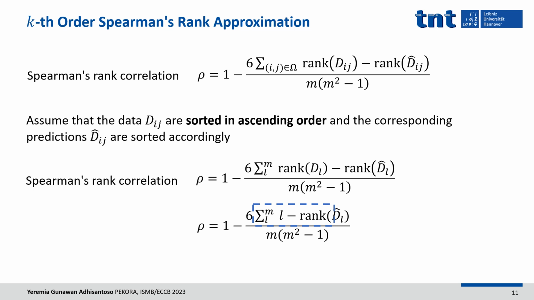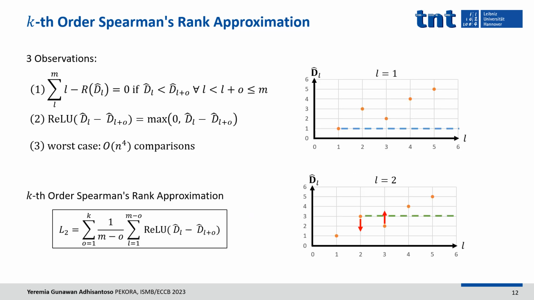So the rank of d_l, or the rank of d_ij, becomes the index l because it's already sorted, so the rank at that position is equal to the index. And then to compute the Spearman rank correlation, we only need to compute the rank of our prediction. In order to improve the Spearman rank correlation, we need just to focus on the numerator here because the rest are constant. Spearman rank correlation is inherently not differentiable. And therefore, we try to approximate it based on three observations.